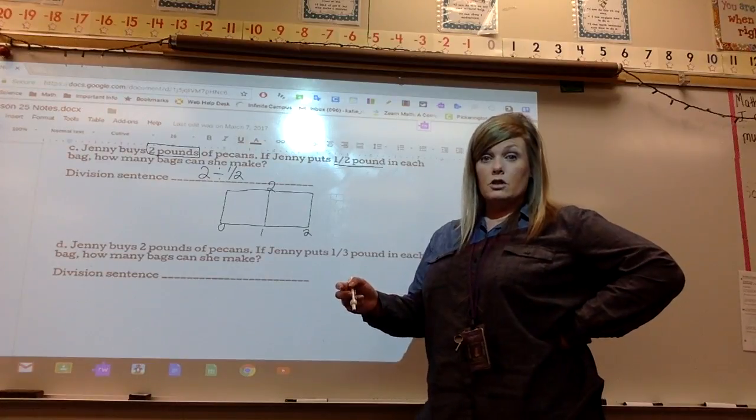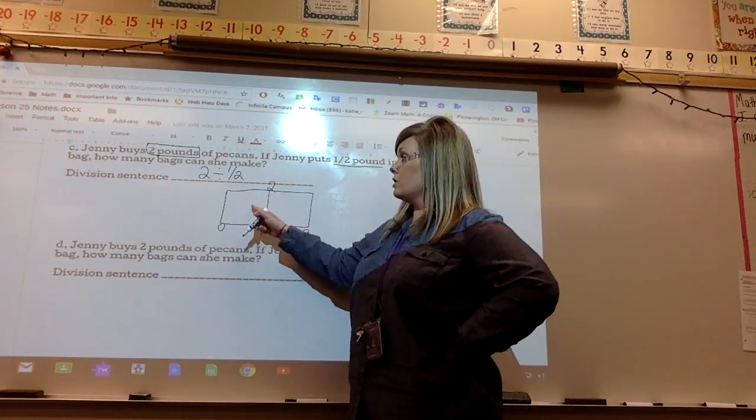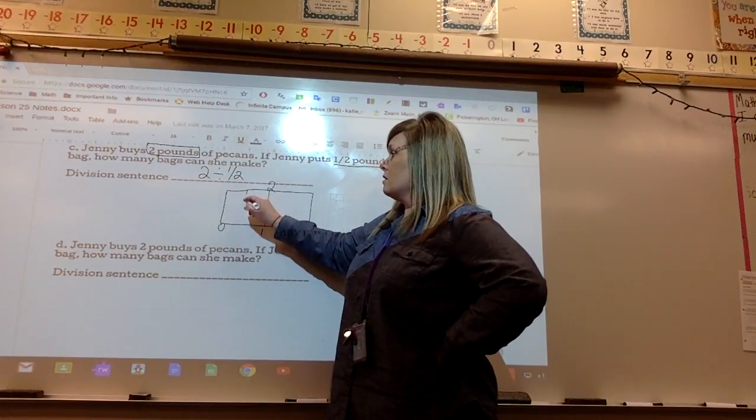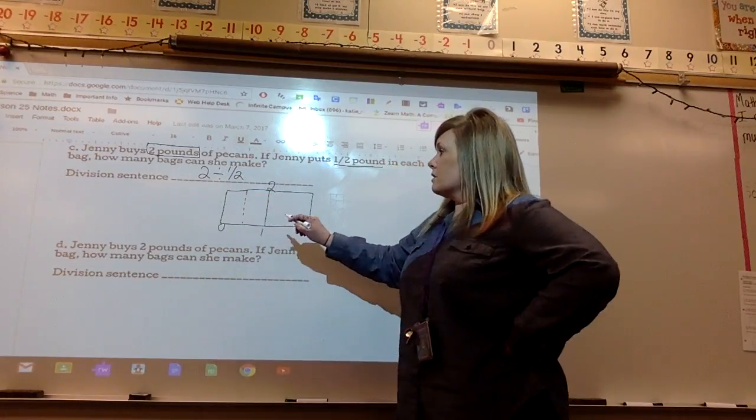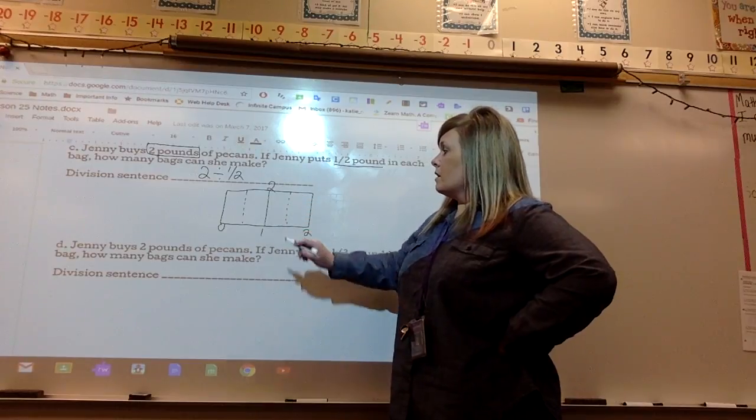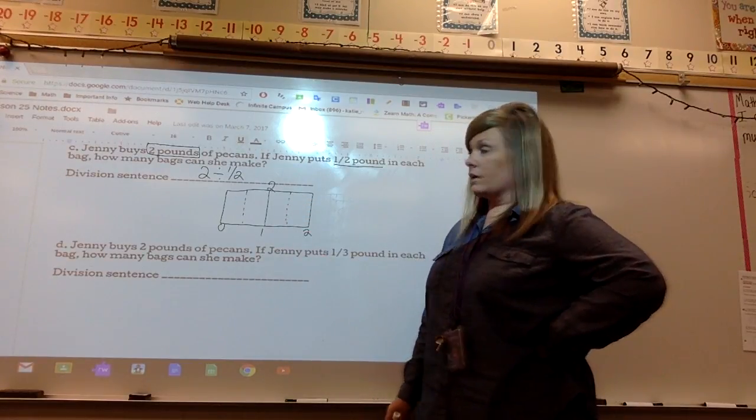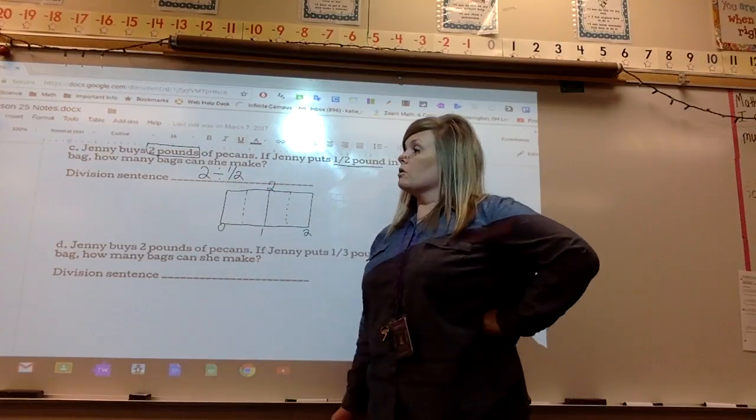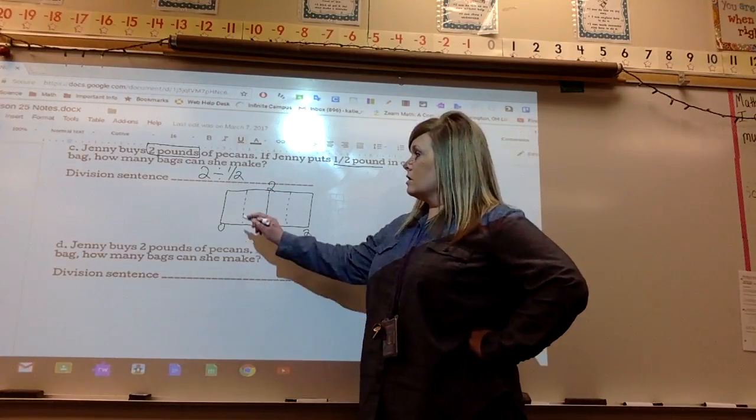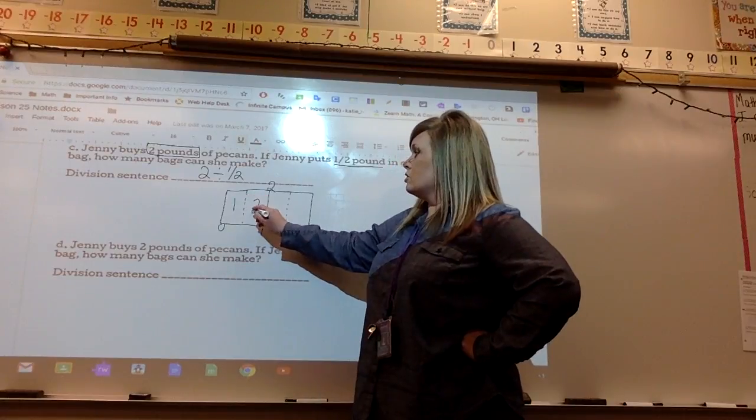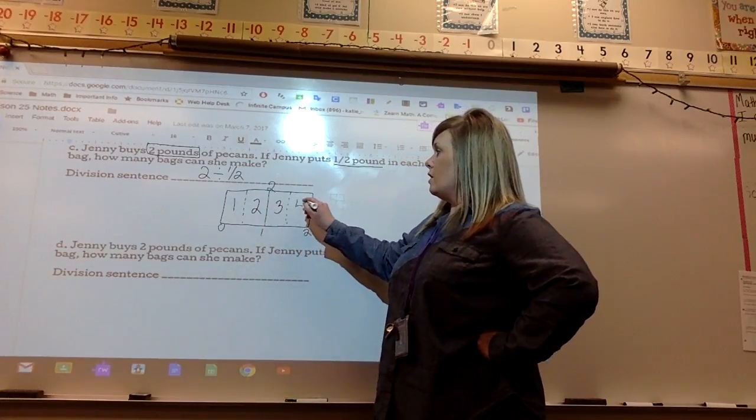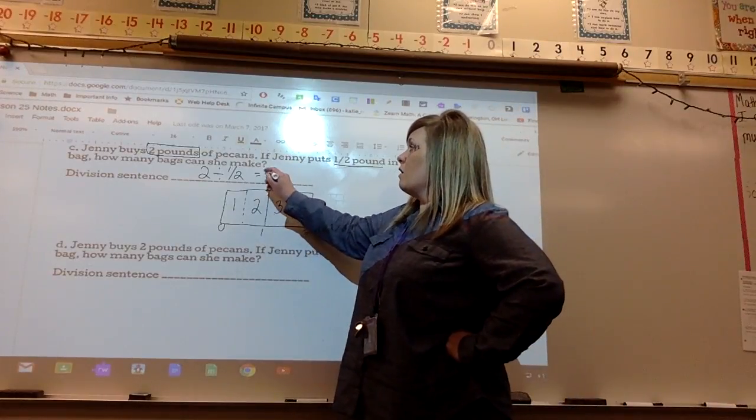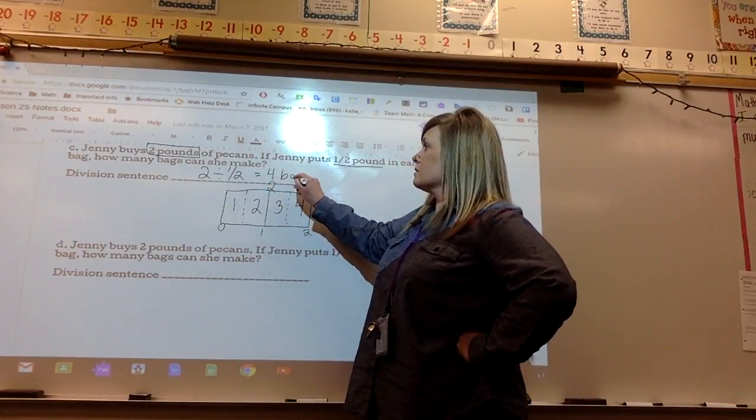So the next thing I'm going to do is break each one of these wholes up into half. This is where our fraction comes in. There's 1/2, and there's 1/2. So we're trying to figure out how many halves are in 2 wholes. So let's count. There is 1, 2, 3, 4. So Jenny can actually make 4 bags.